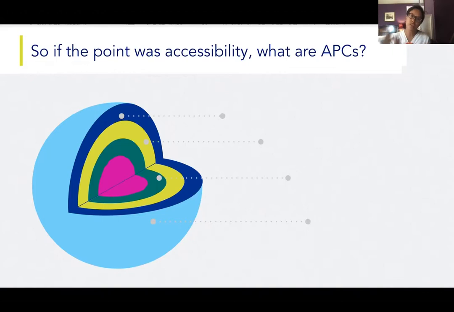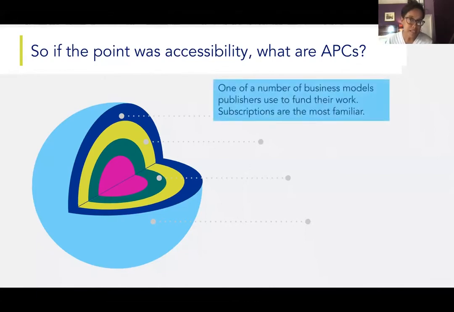And you know, prior to options like APCs or the option to publish open access, you paid no fee. You submitted your research, you went through the peer review process, and that whole process was paid for through subscriptions from libraries. And so that's where kind of the business model is changing now. So really, what are APCs?